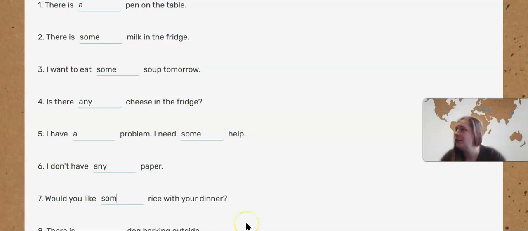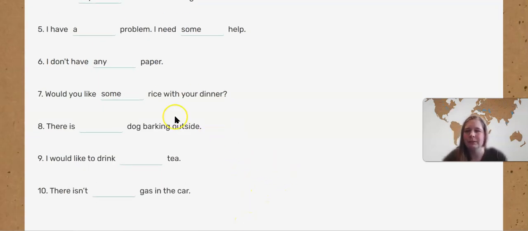Would you like some rice with your dinner? You could also say any rice with your dinner. Both are correct. There is a dog barking outside. I would like to drink some tea. There isn't any gas in the car.